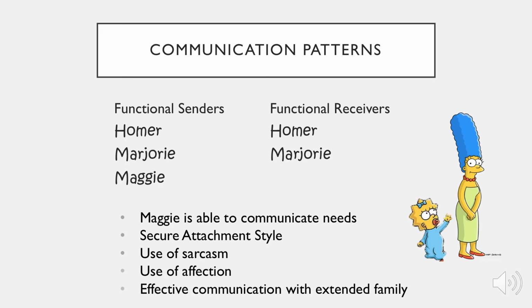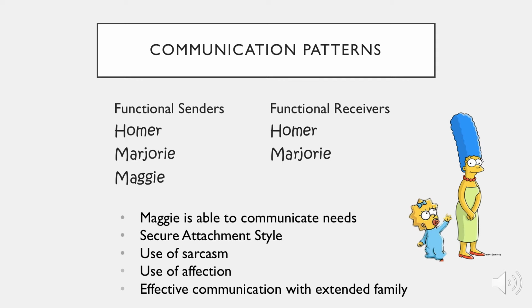Marjorie and Homer are both functional senders in terms of communication. Both family members firmly and effectively state their point, position, or idea, and effectively communicate their feelings. Marjorie and Homer are able to clarify statements when there is ambiguity. Both Marjorie and Homer are also functional receivers of communication, meaning they are able to listen and give feedback appropriately.